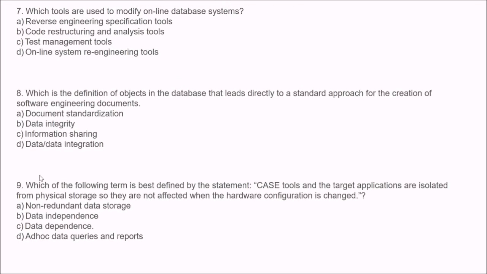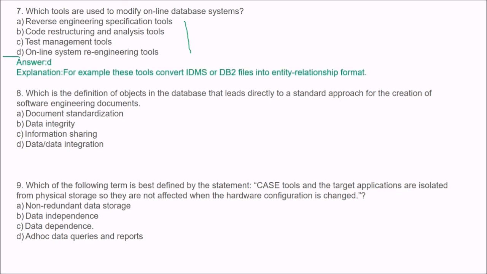Next is, which tools are used to modify online database systems? Online database system, modify. Now you need to give the answer, because there are four options. The answer is online system re-engineering tools. So re-engineering tools for online systems, for example, convert from IDMS to DB2 files into ER format, entity relationship format.